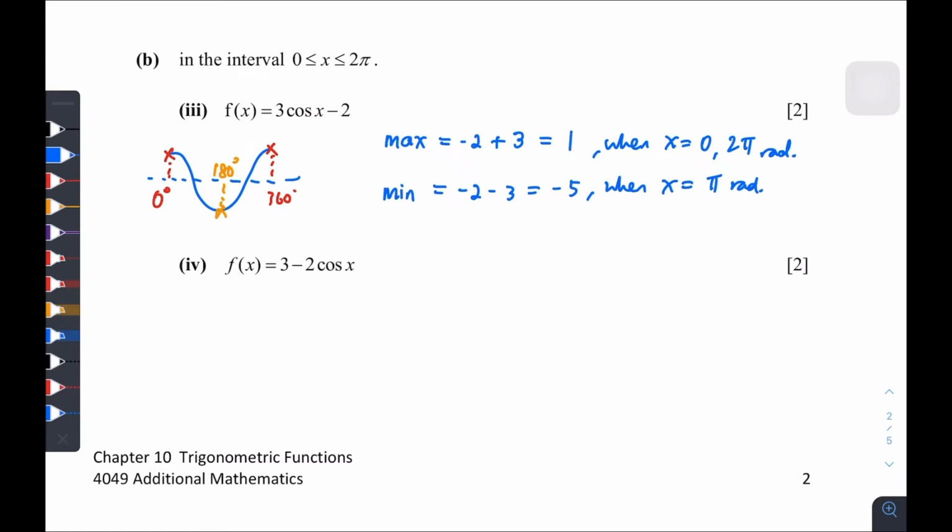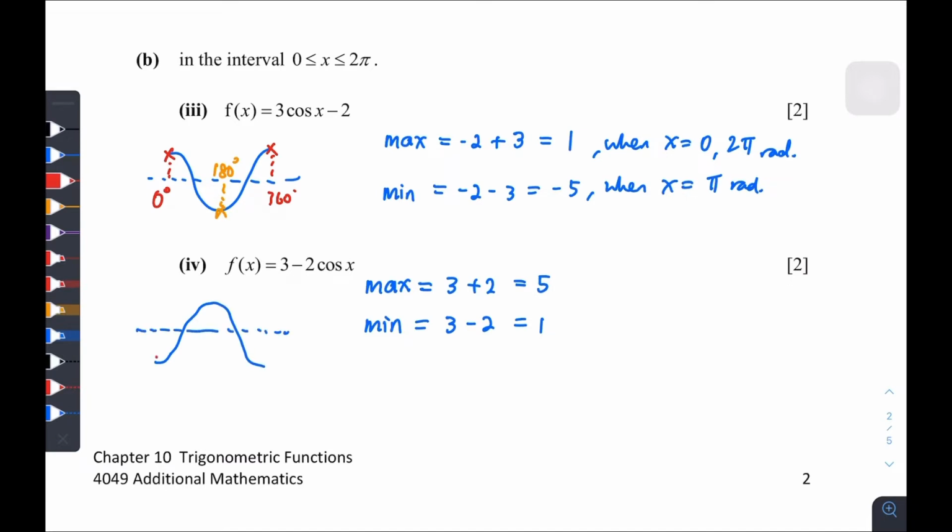f(x) is equal to 3 minus 2 cos x. So the maximum would be the middle line 3 plus 2, so the maximum is 5. The minimum is going to be middle line 3 minus 2, so it's going to be 1. This is a negative cos graph. So visualizing the negative cos graph, something like that, right? So at 0 and 360 degrees, you will get the minimum. And at 180 degrees, I'm going to get my maximum.